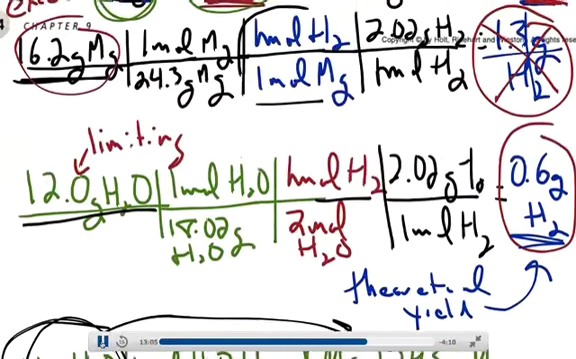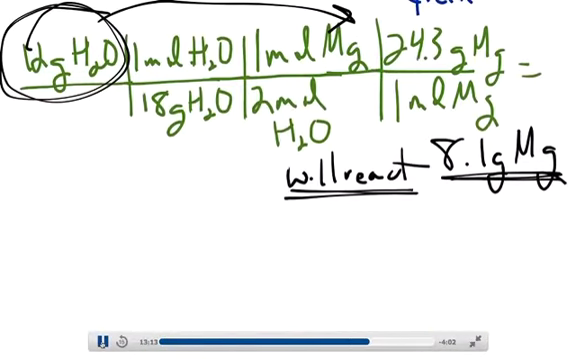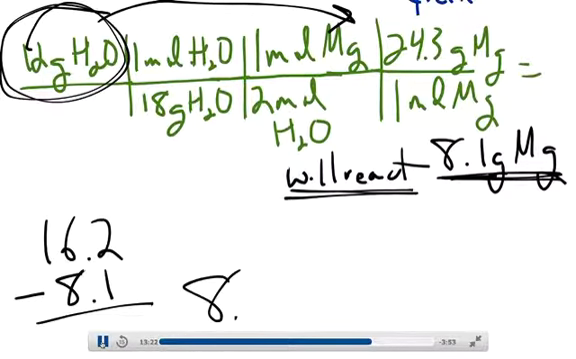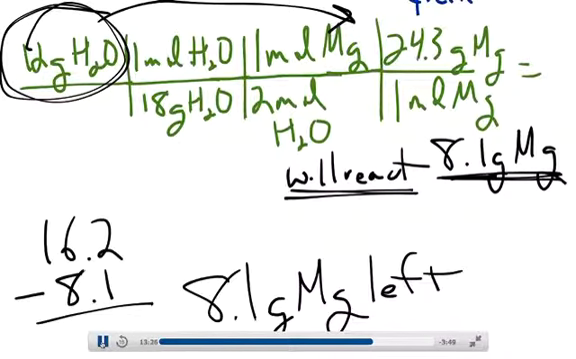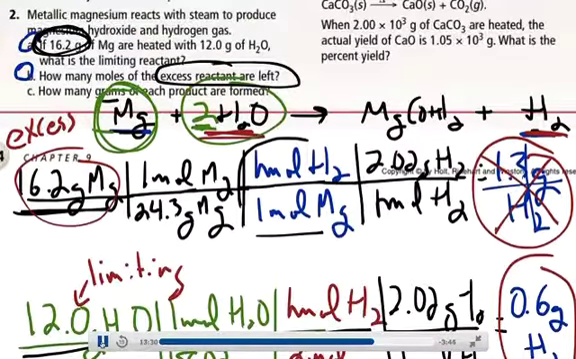So I haven't answered my question yet, because it wants to know how much of the excess reagent is left. Well, if I started with 16.2, and I know 8.1 will react, well, 16.2, which is what I started with, which was excess, minus the 8.1 that will react, I have 8.1 grams of magnesium left. Excess. Left over after the reaction. Nice. So I solved that.